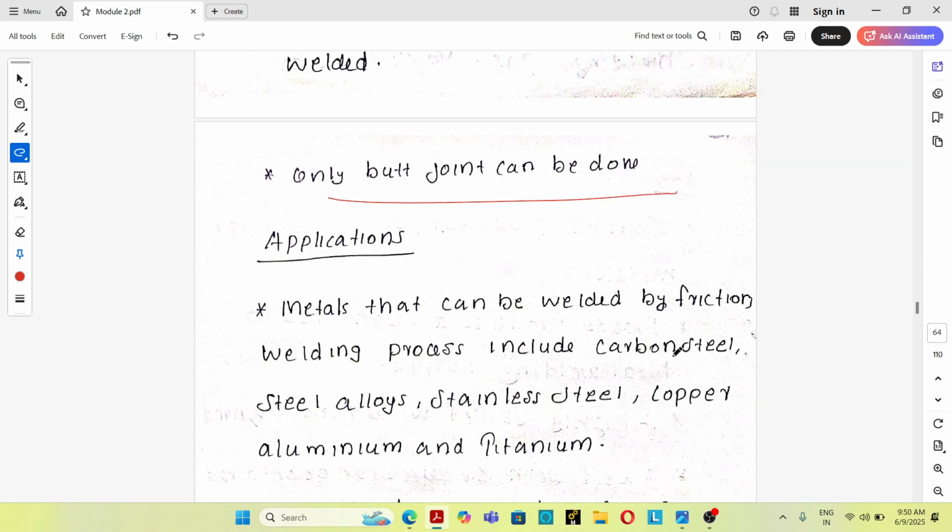Applications: the friction welding process is commonly used for welding carbon steel, steel alloys, stainless steel, copper and titanium. So these are the applications of the friction welding process. In this video, I have discussed the friction welding process, advantages, disadvantages and applications. Thank you.